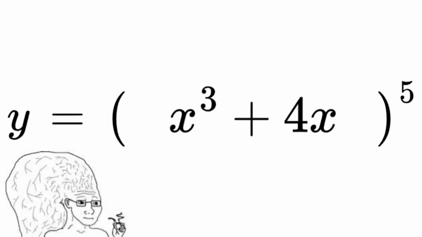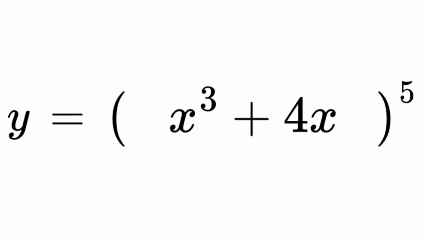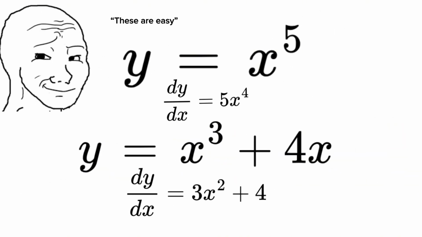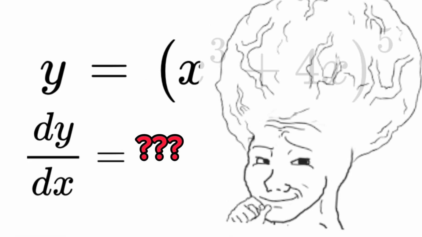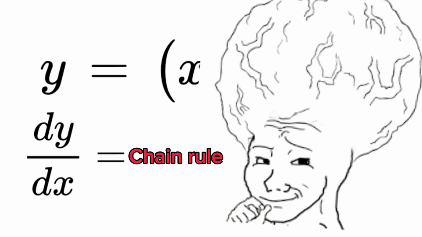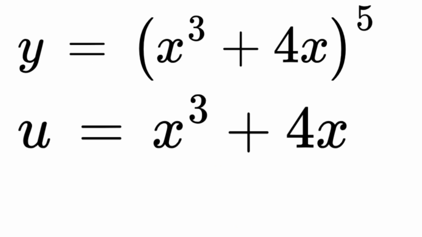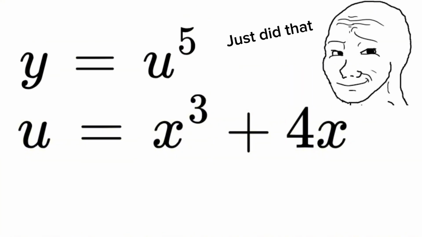So basically, what we have here is a function of x inside of a function. Individually, these are pretty simple to differentiate using the power rule. However, we want the derivative of the whole thing. We can do this by using the chain rule. First, let's call that inner function u. Second, replace the inner function in the equation as u. We now have two equations we can differentiate, so let's do that.